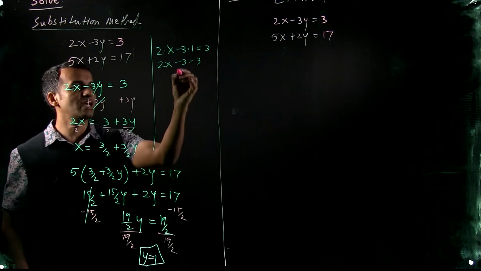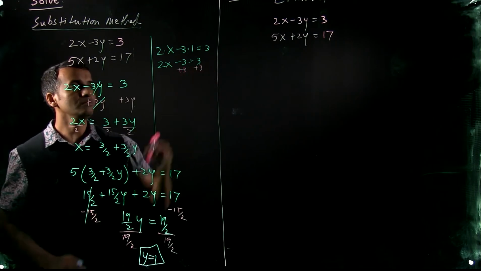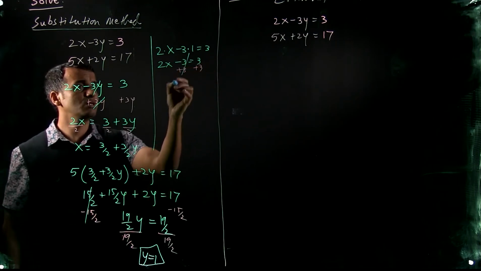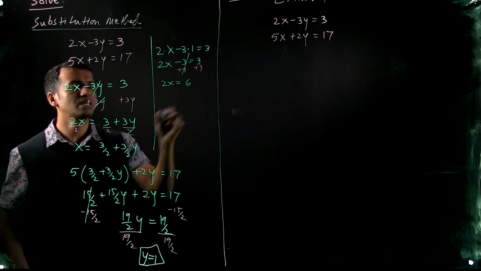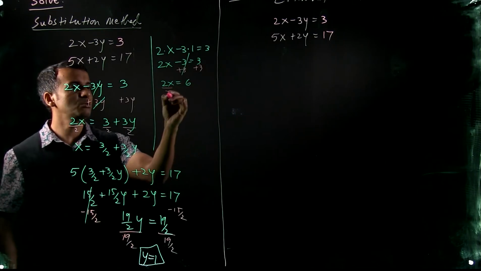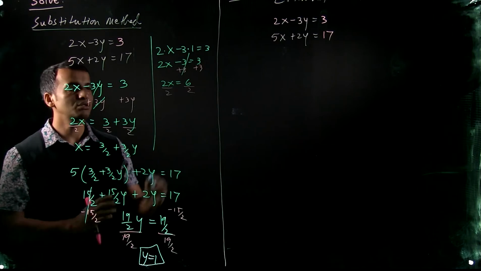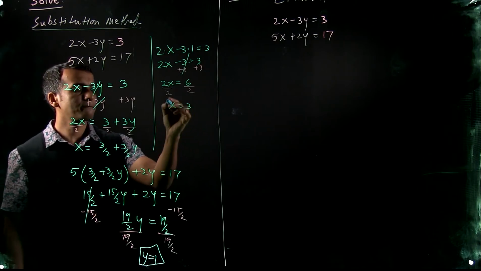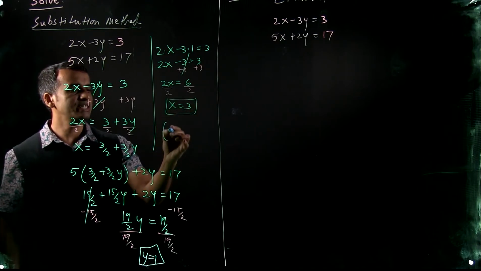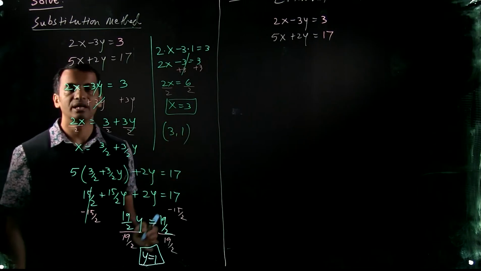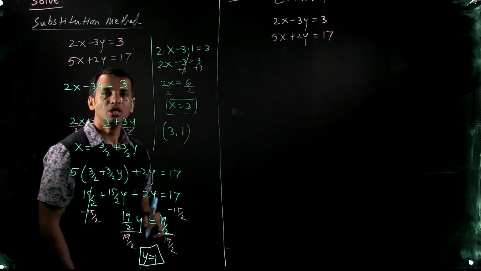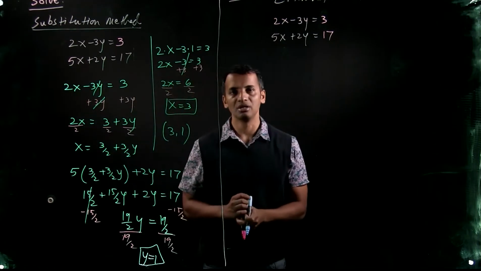So you want to add 3 on both sides. So what do you get? This will cancel, 2x equals 6. Now you divide both sides by 2. You get x equals 3. So we got x is 3 and y is 1. That's the solution to this system of equations. So we are using the substitution method here.